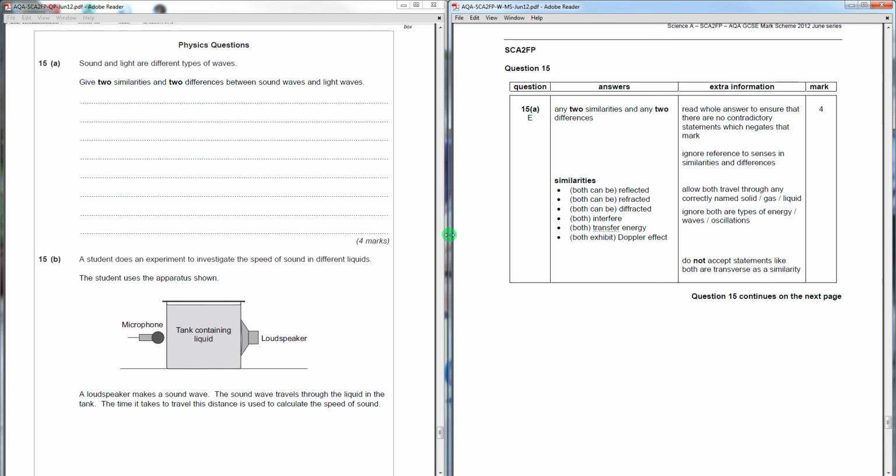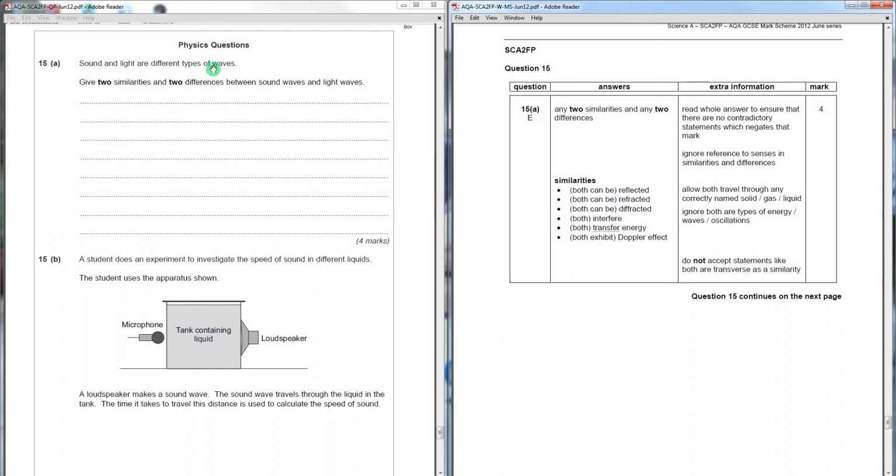Okay, so this question was an overlap between the foundation and higher paper, and it's question 15 on the foundation paper and question 7 on the higher paper. Again, it's about waves, and we start off with a question that comes up a lot, and you'll see in the two follow-up questions there's a slightly different version of this question at the start both times, so it's really important that you understand this.